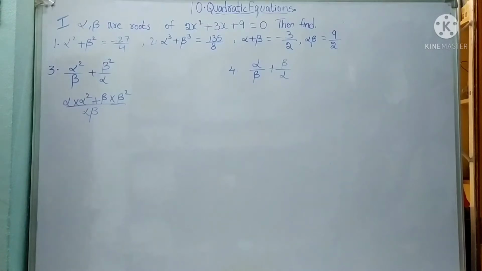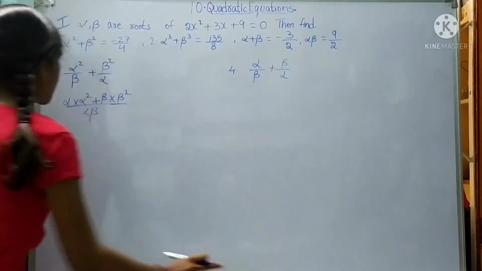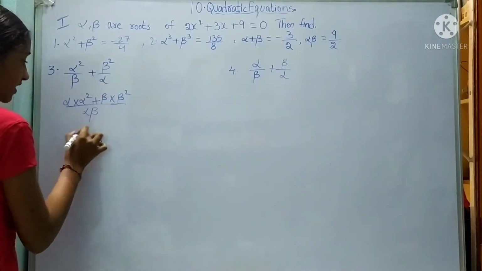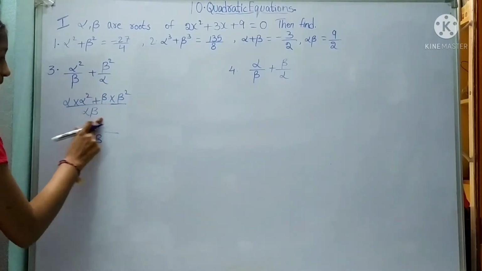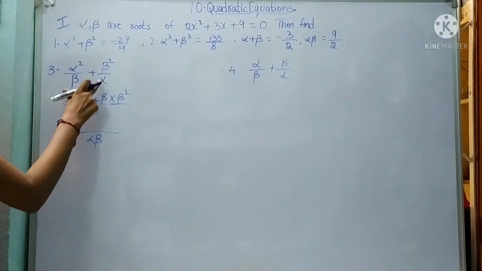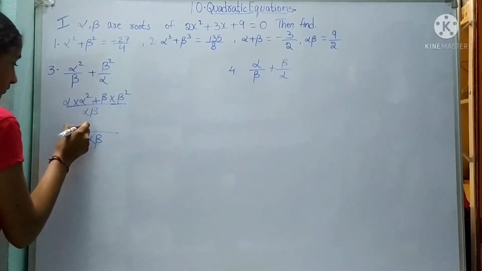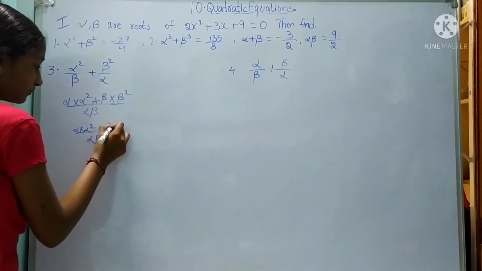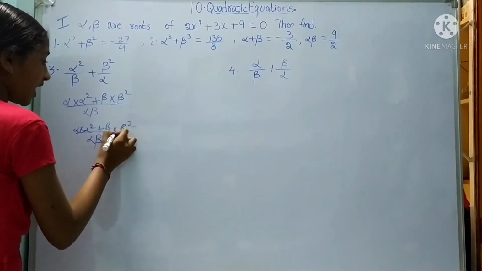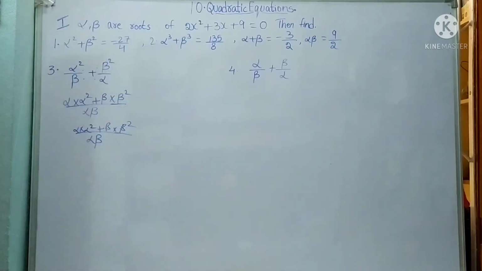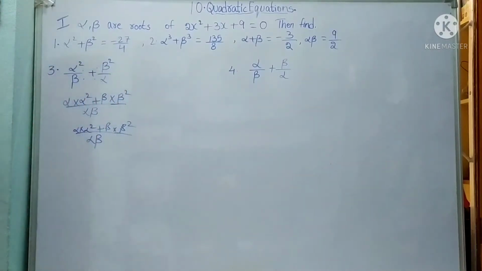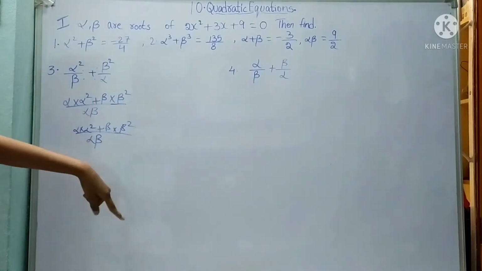Now in the butterfly method, the denominator is beta into alpha, alpha beta, the same LCM. First we multiply alpha into alpha square plus beta into beta square. Here I multiplied the opposites, beta into beta square and alpha into alpha square. These are the opposites only, so we can do it in the butterfly method or in the normal method.